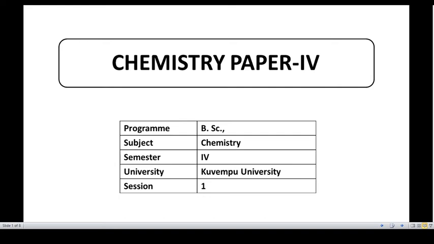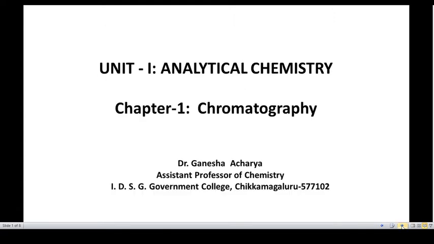Dear students, this is session 1 of 4th semester chemistry syllabus of BSc course of Coimbatore University. In this paper 4, I'm going to discuss the analytical part, and chapter 1 is chromatography.